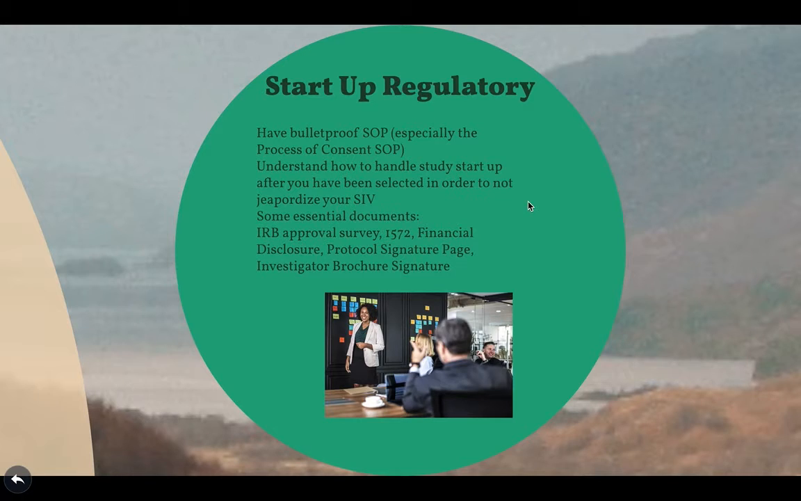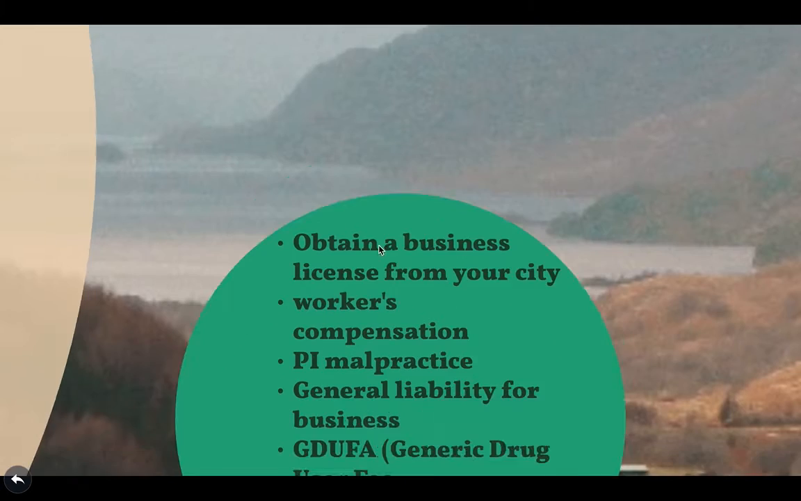So here's some essential documents, okay? IRB approval survey, 1572, financial disclosure form, protocol signature page, investigator brochure signature, right? The most difficult one on here is that IRB questionnaire. It's usually 10 pages. Chris usually helps every client when they're new do their first one. And I help them with all this stuff, though most of it's easy. This is the hardest part, the IRB approval survey. 1572 is the next hardest. Those are the two that most sites need help with initially. Right. And we'll get into a little bit of that later.